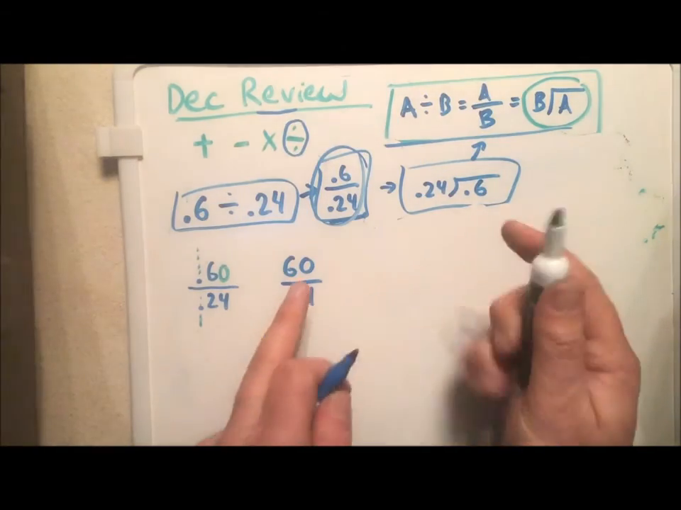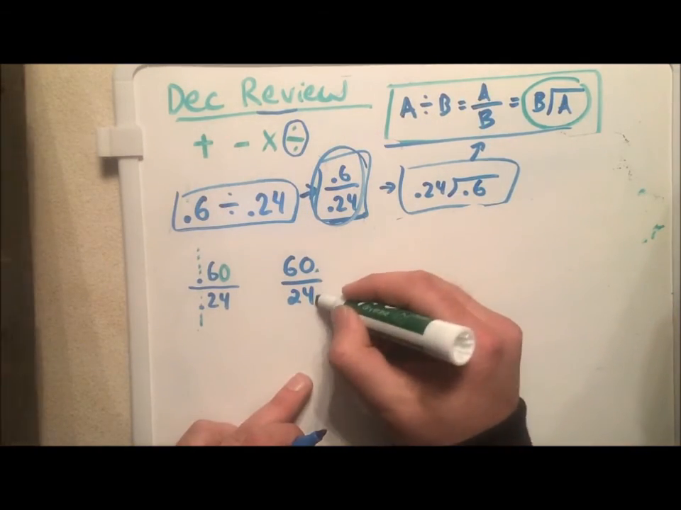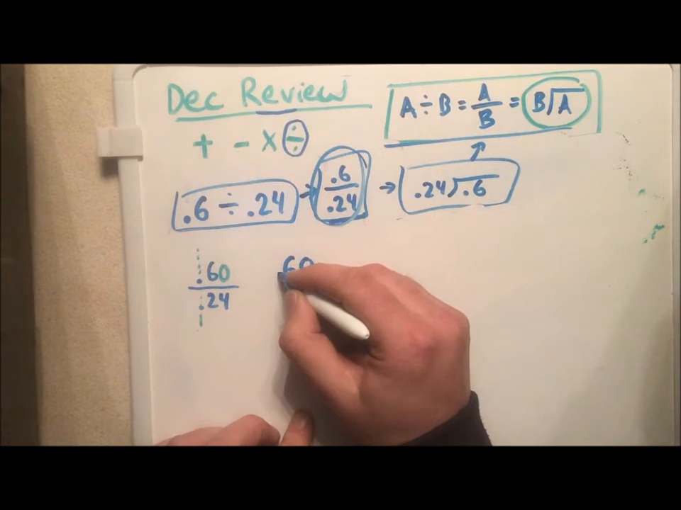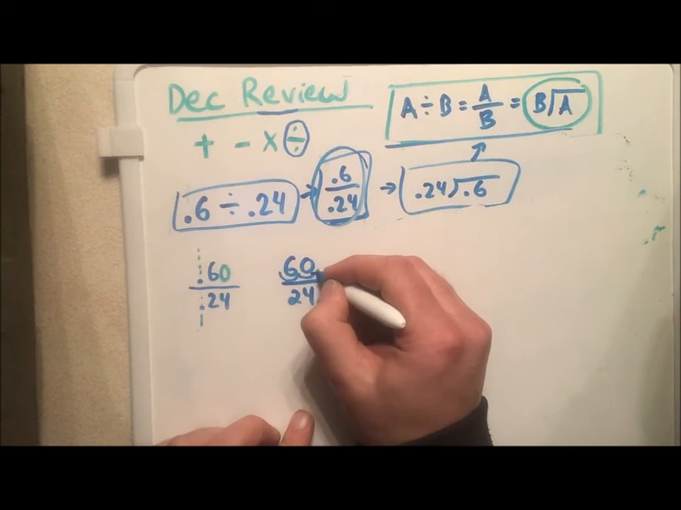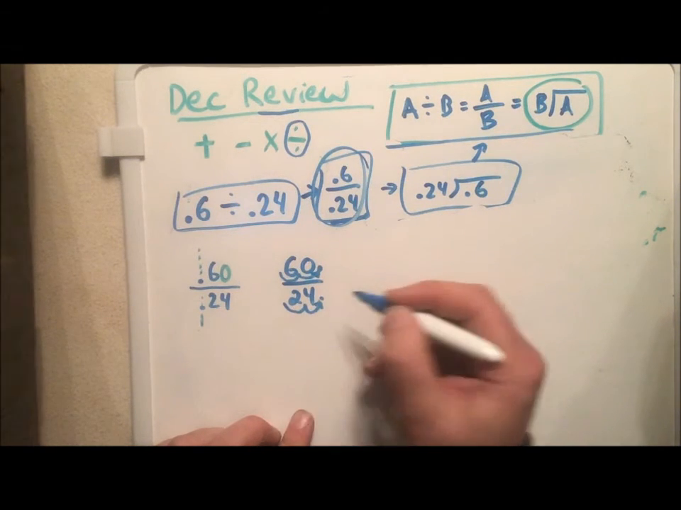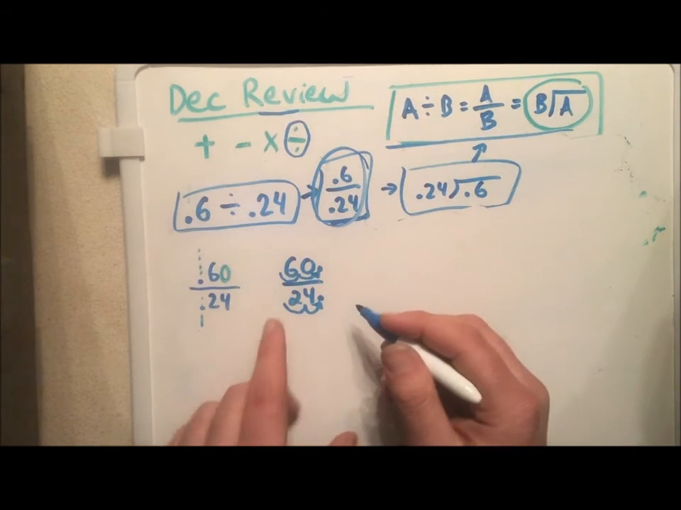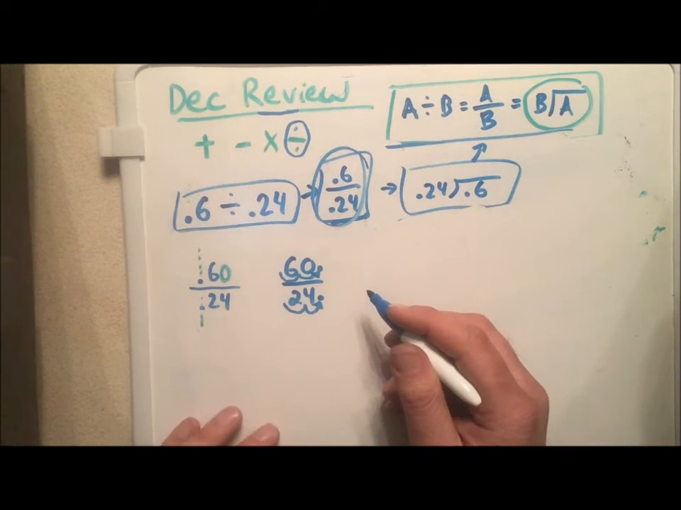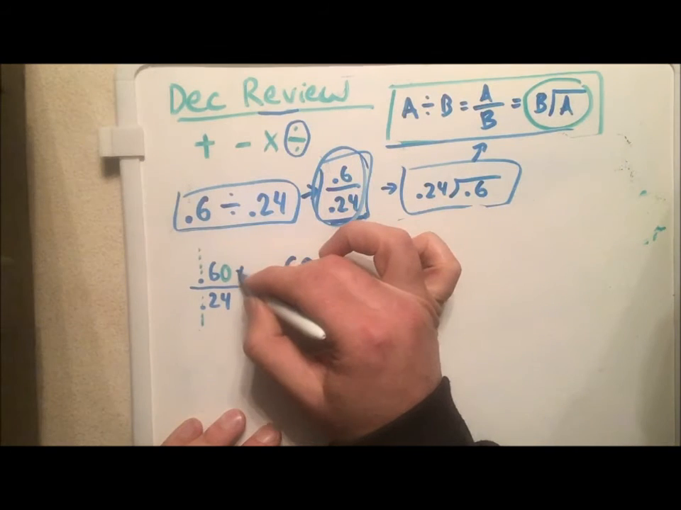Well, if I have 60 and 24, that means the decimal's over here. And if the decimal's over there, it means it must have bounced twice. 1, 2, arrow tip, dot. 1, 2, arrow tip, dot. Well, how do you move a decimal 2 spots? And the answer is you times it by 100.